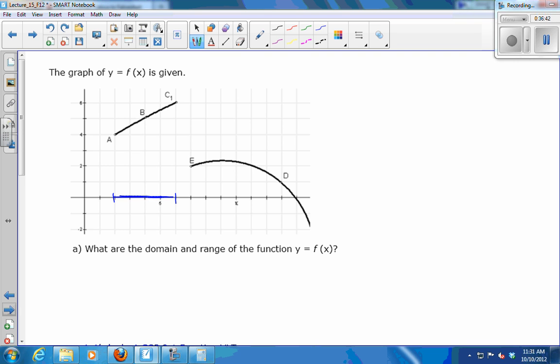So that's part of its domain. Okay. Now look at the curvy part. What x values does the curvy part exist for? 7 to, I guess, if we assume that goes down forever. Yeah. We could say 7 to infinity.